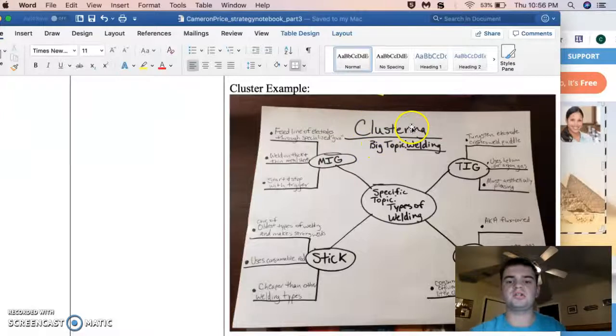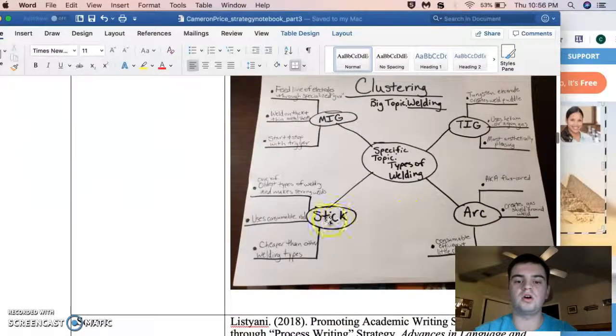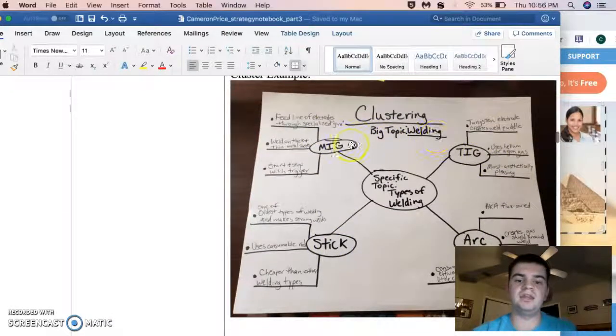I did clustering for the topic of welding once again, so the specific topic I did, like I mentioned, was types of welding, and then each cluster I decided was a different type of welding, such as arc, stick, MIG, and TIG. And then you do a different characteristic or different characteristics, whatever comes to your mind or is a good idea that you think would be a good detail in a paper, you put under the cluster.